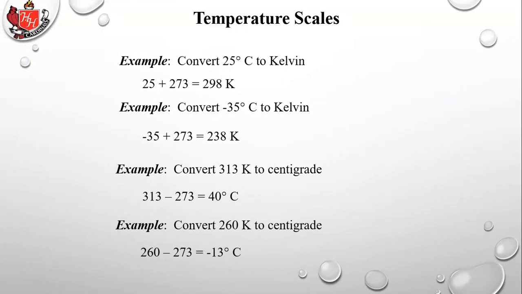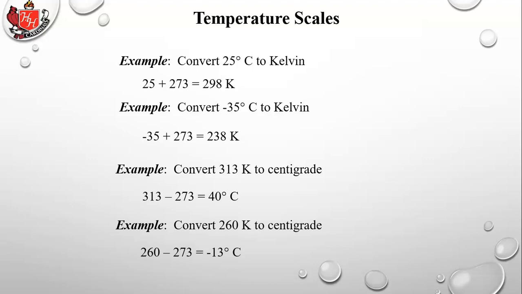So here are some simple examples. Convert from 25 degrees centigrade to Kelvin. 25 plus 273 is 298. That's one you're going to see a lot, by the way. To convert negative 35 centigrade to Kelvin, so it's negative 35 plus 273 is 238 kelvins. Convert from 313 Kelvin to centigrade, so 313 minus 273 gives you 40 degrees centigrade. And convert from 260 kelvins to centigrade, so 260 minus 273 would be negative 13 degrees centigrade.